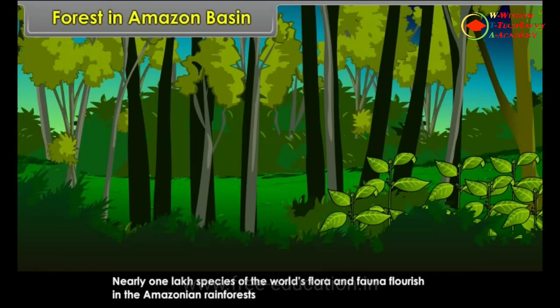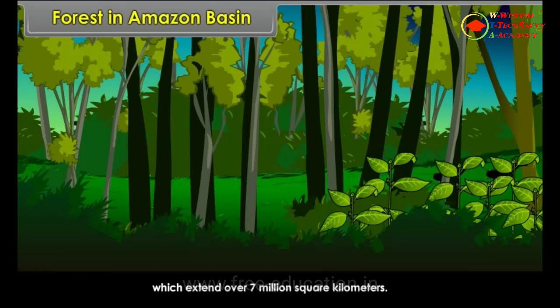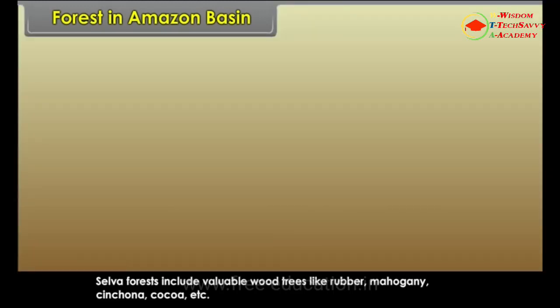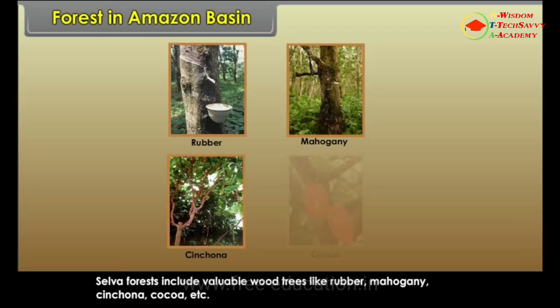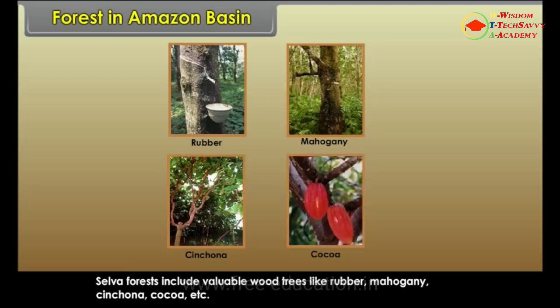Nearly 1 lakh species of the world's flora and fauna flourish in the Amazonian rainforests, which extend over 7 million square kilometers. Selva forests include valuable wood trees like rubber, mahogany, cinchona, cocoa, etc.